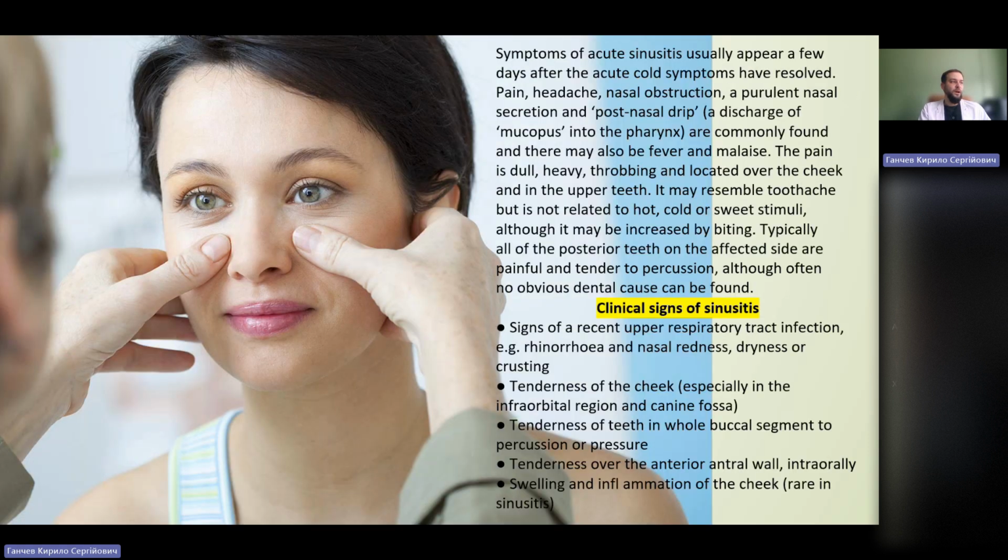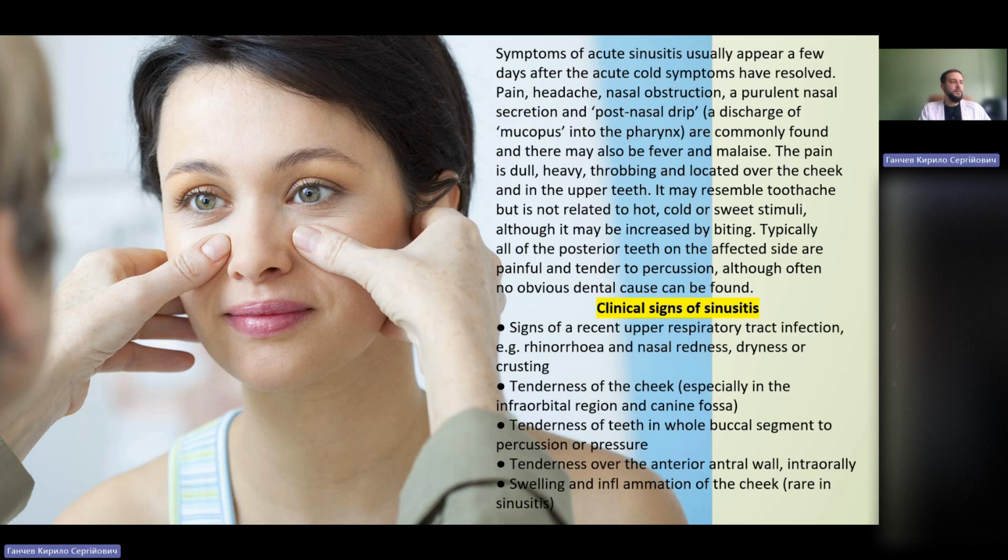Symptoms of acute sinusitis usually appear a few days after the acute cold symptoms have resolved. Pain, headache, nasal obstruction, apparent nasal secretion, and post-nasal drip, the discharge of mucus into the pharynx, are commonly found, and there may also be fever and malaise. The pain is dull, heavy, throbbing, and located over the cheek and the upper teeth.